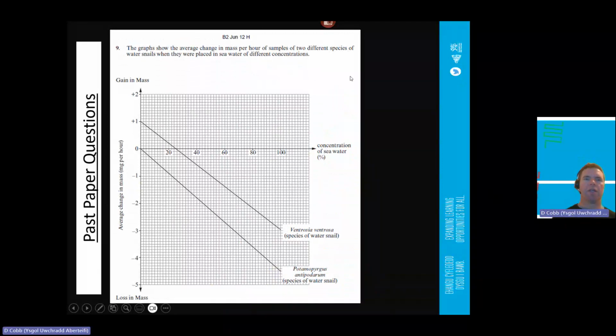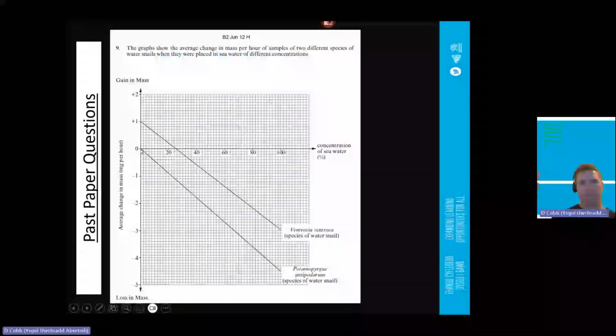Last question. Now we're applying this away from potato cells, and they're looking at a graph that shows the average change in mass per hour of samples of two different species of water snails when they were placed in seawater of different concentrations. So with this snail here, the Potamopyrgus antipodarum, I can't say it either, don't worry.